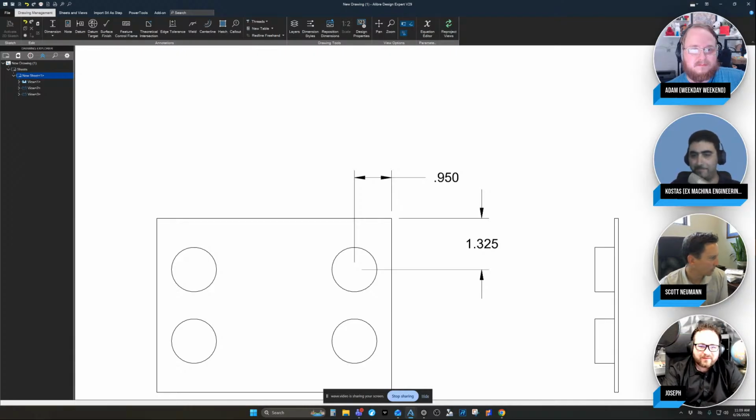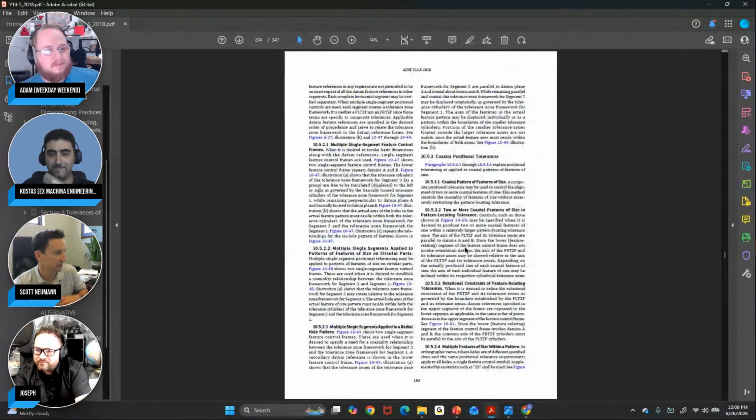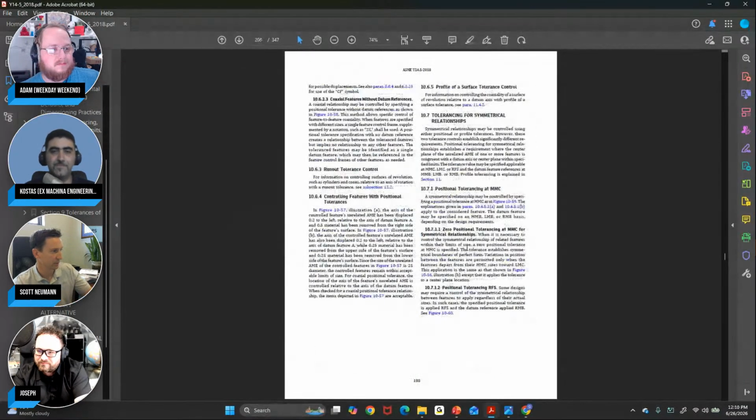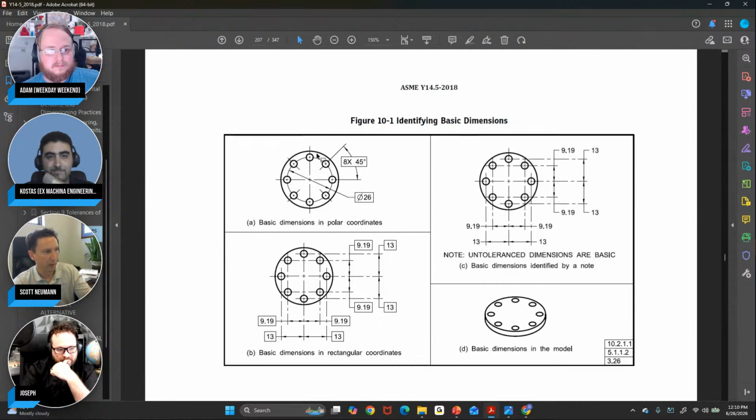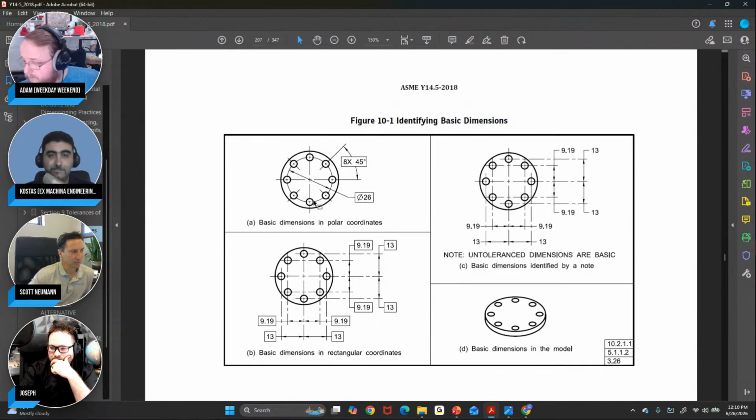Anyway, I wanted to point out the standard different ways you can do basic dimensions. So let me just pop to this figure. In Y14.5 there are actually 4 different ways to identify basic dimensions. Remember on round parts, it's sometimes better to do a bolt circle angle setup, a polar coordinate system. It's far simpler to say, hey, they're all on a bolt circle. This is a theoretical circle, right? Bolt circles aren't real. That's why we make it just a basic dimension with no tolerance.